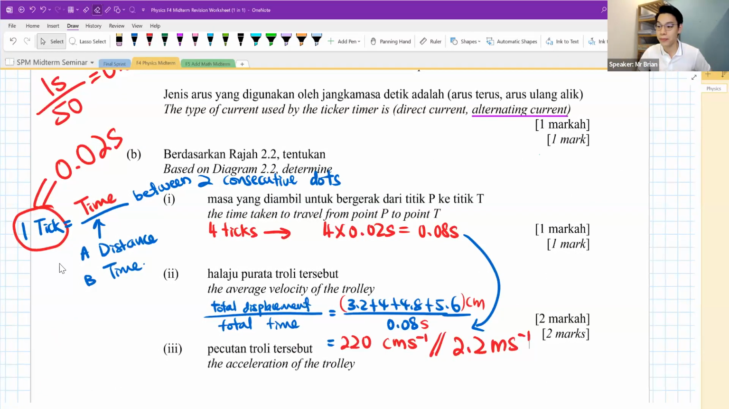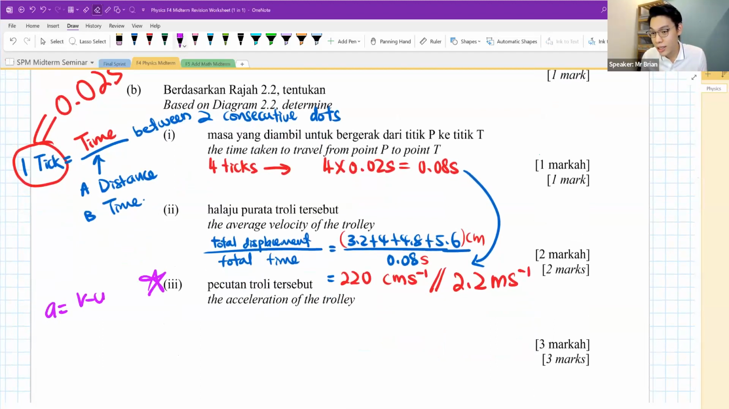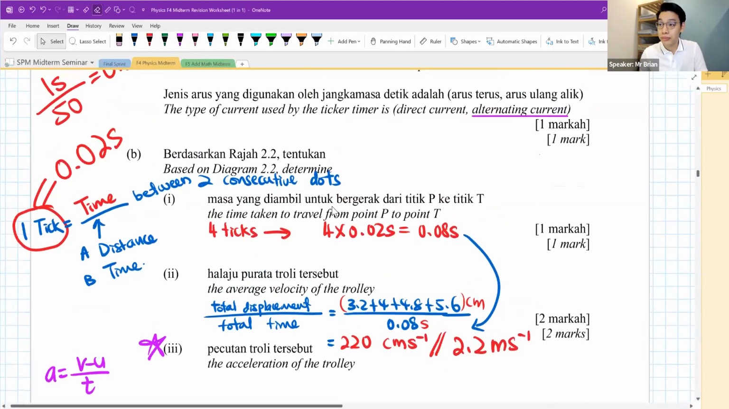Right, next one. The acceleration of the trolley. This is where some people fall into the trap. We know the acceleration formula. Let's pull it out first. But to calculate it, we need the initial velocity, right?